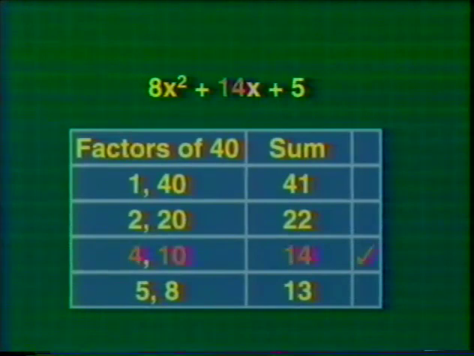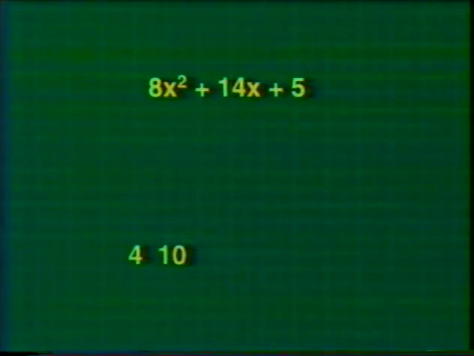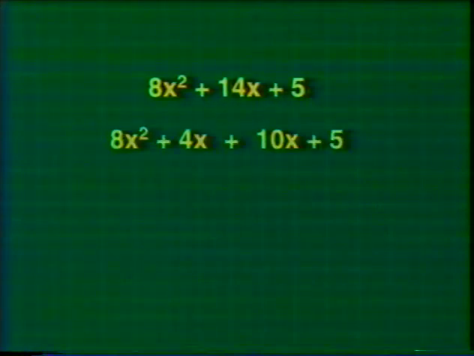In step 3, I select the pair of factors which, when added together, will give me the number of x's in the second term. Now, in step 4, I rewrite the expression using the two factors I just found in the table to make a 4-term expression instead of a 3-term expression. In other words, I replace 14x with 4x plus 10x.